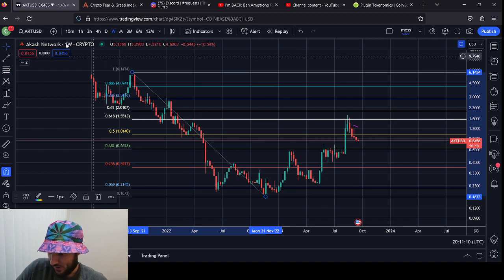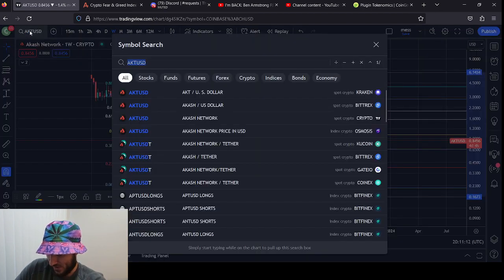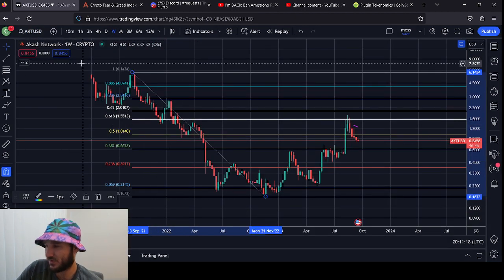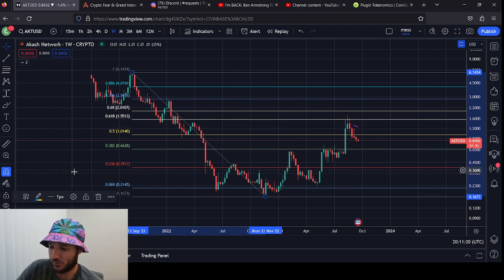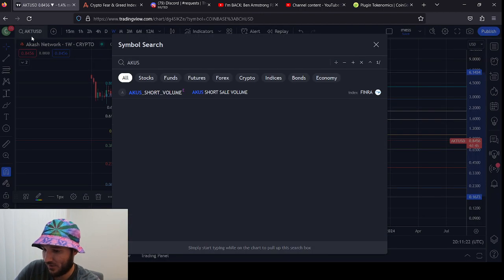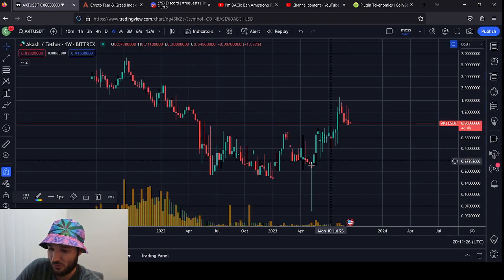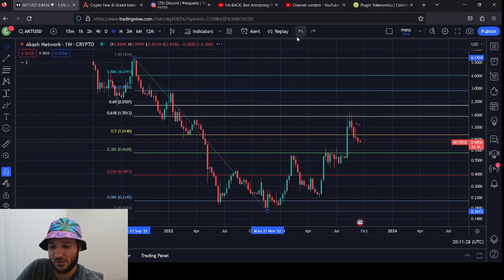I've got it pulled up here on crypto. Type in AKT, USD on crypto. It doesn't give you volume, but this does have the most historical data without gaps in it. Because if I go AKT USD on Bittrex here, it looks a little bit stranger, right? Definitely looks a little bit stranger.